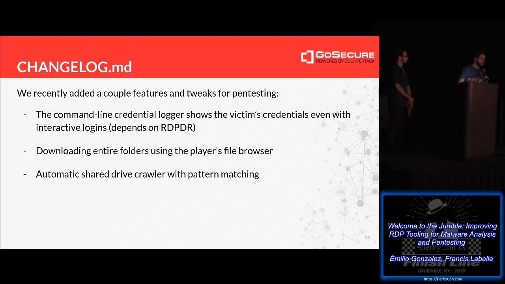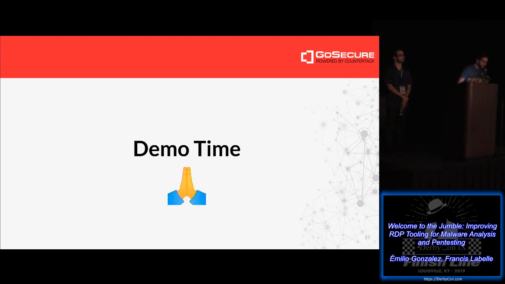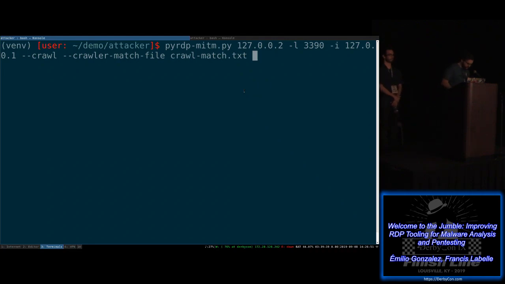Another couple of features: now you can actually see the credentials that were used on the command line if RDPDR is enabled. You can also download entire folders. You don't have to go through every folder and download every single file. And we now also have an automatic shared drive crawler. When you share your drive, this crawler is going to look at every folder in this drive, match a pattern to try to find interesting files, and download them to the attacker's machine.